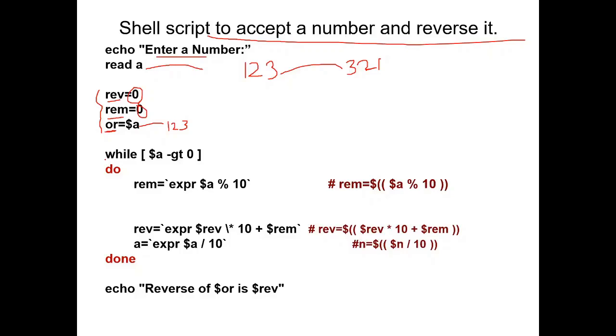Next we have the while loop. Here we are checking whether the number which the user has entered is greater than 0. Yes, the number is greater than 0. So if the number is greater than 0, then only it is going to enter the loop and execute this part.